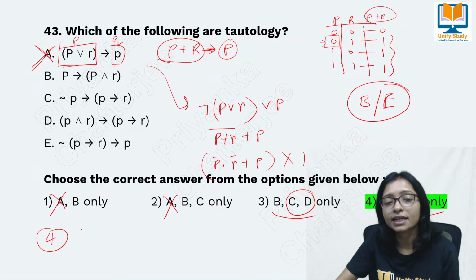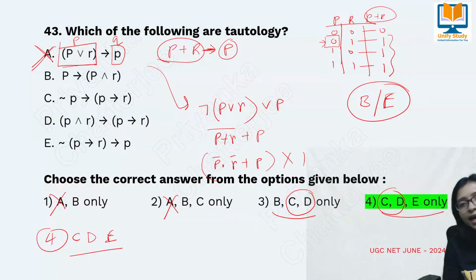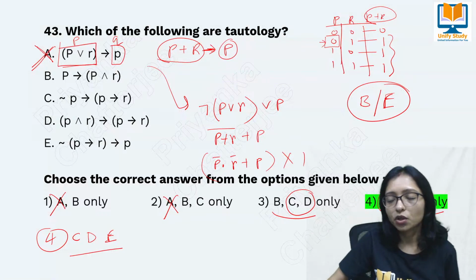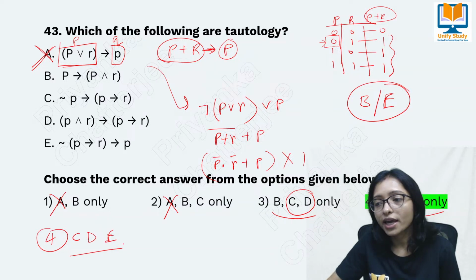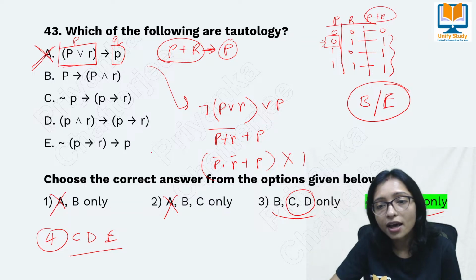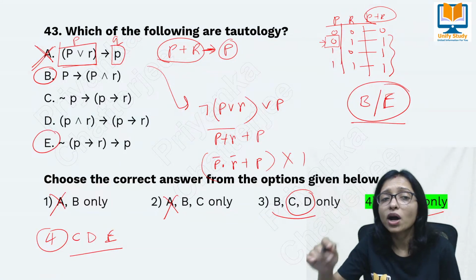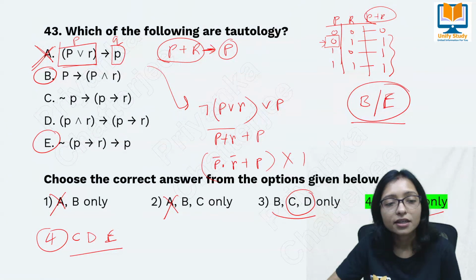Option 4 may be hiding behind me. Option 4 is C, D, E. It is hiding behind me. So you can see that this is option 4. So C, D, E is the option, as you can see here. Now I will check either B or E. If I check B or E, whichever is easy for me, then I will be able to answer. So let's try to check B.